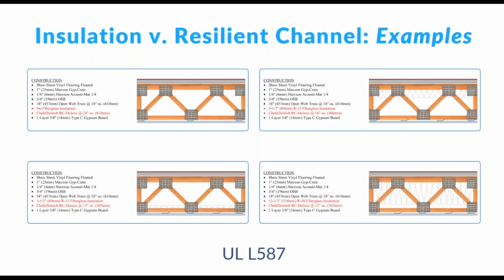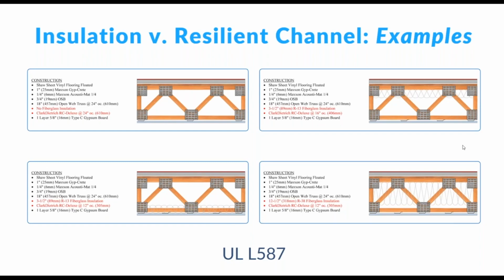So here, as an example, we have a UL design, L587, I believe, a 1-hour wood open web truss design. And within the UL designs, if you've spent some time reading through them, digging into them, you'll know this: there's a lot of variation in resilient channel or hat channel spacing and with insulation thickness. There are a lot of different permutations of these.